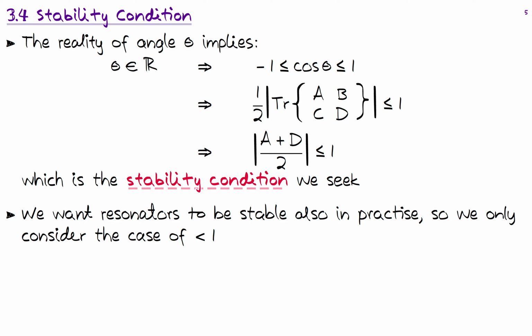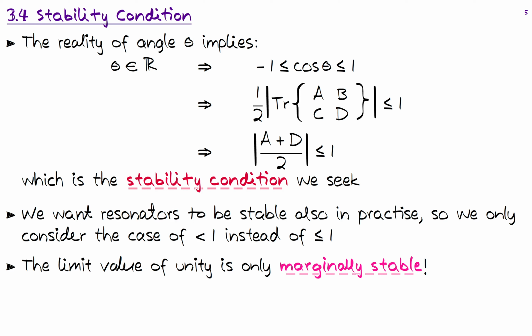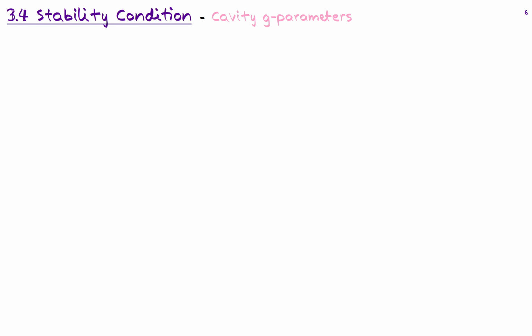So let's consider the case that we have these values smaller than unity, instead of possibly also being equal to unity. The limit value of unity is only marginally stable, and right now we are not interested in those kinds of cavity configurations, although there are cases where you actually want to form a marginally stable cavity. But more on that later in the upcoming courses on mode-locked lasers and Kerr-lens mode locking.